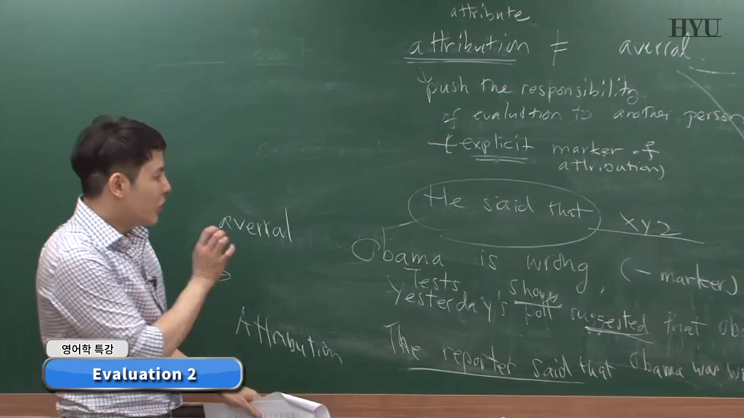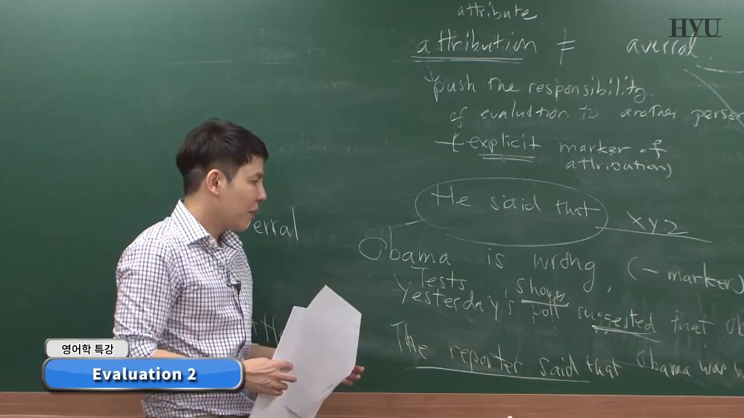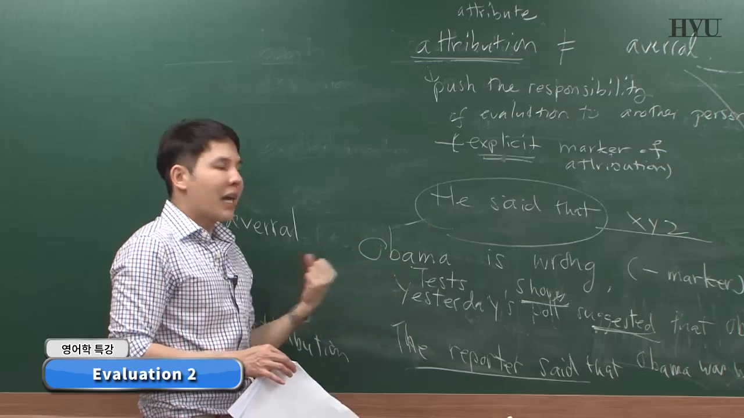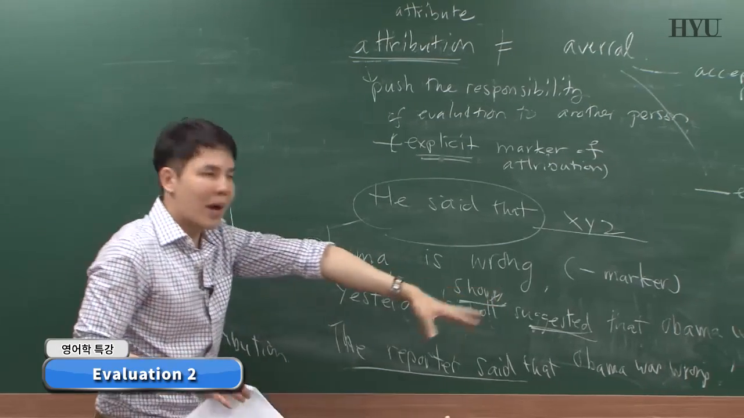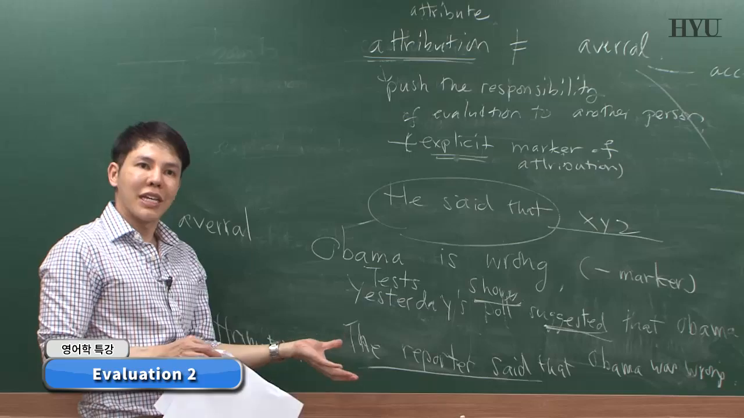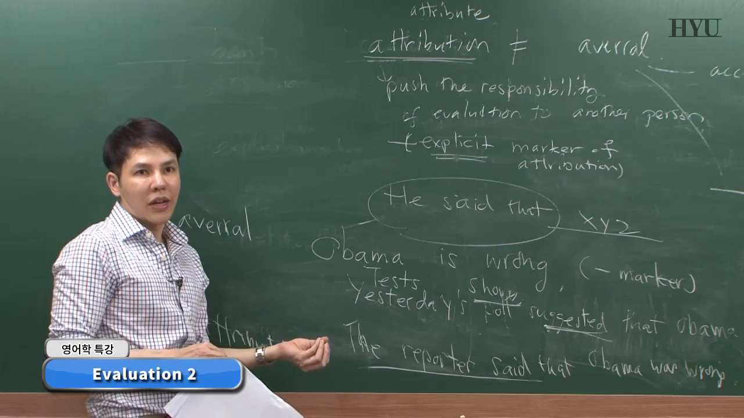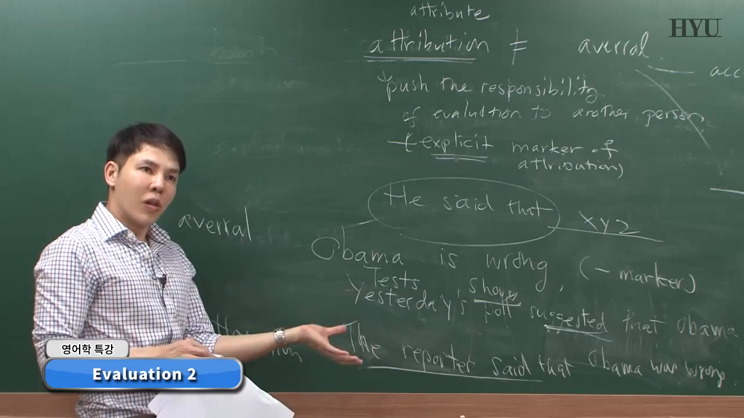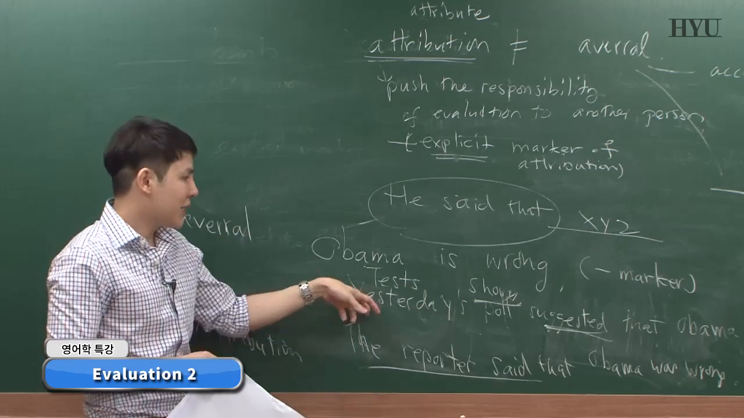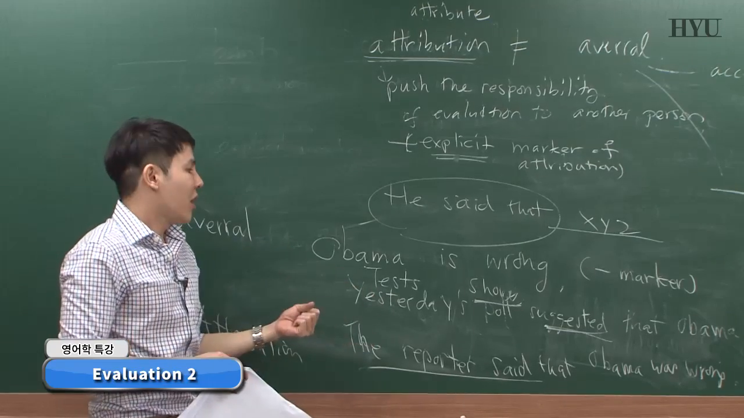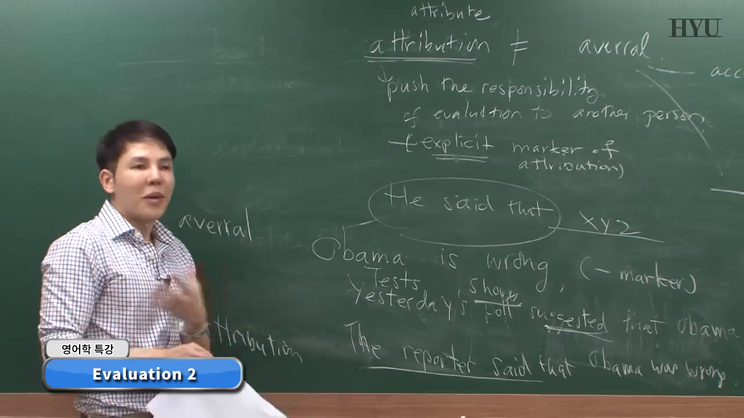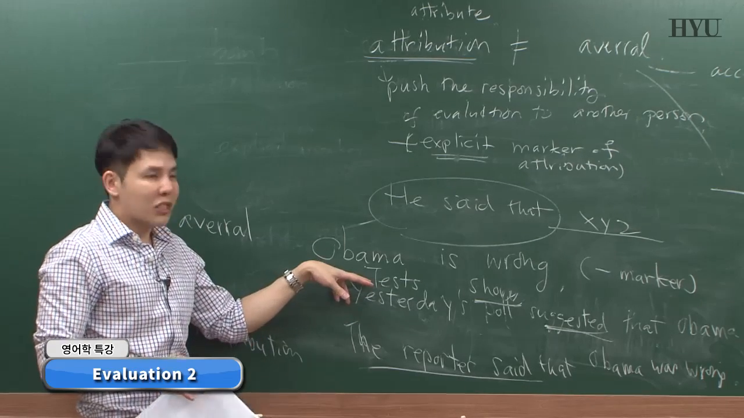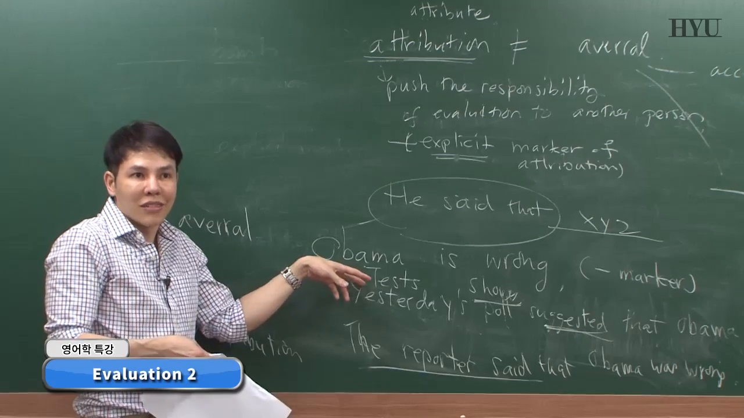But in fact, if you look at these two sentences one more time, it's my interpretation, if I say this, right? Tests show that Obama was wrong. I looked at the test and I interpreted the test that way. Same thing, yesterday's poll suggests that. I look at the poll and make the interpretation, because the poll itself cannot say anything. It has to be a human being, someone that interprets the results of the poll and the test, right?